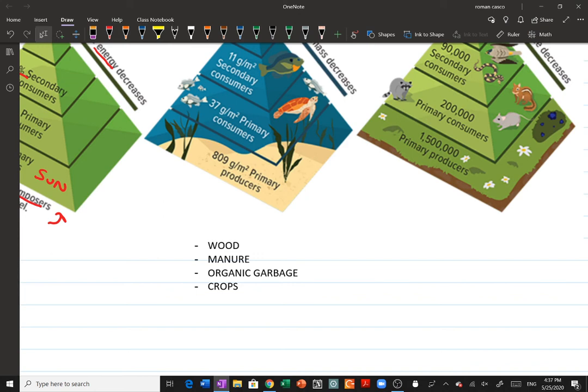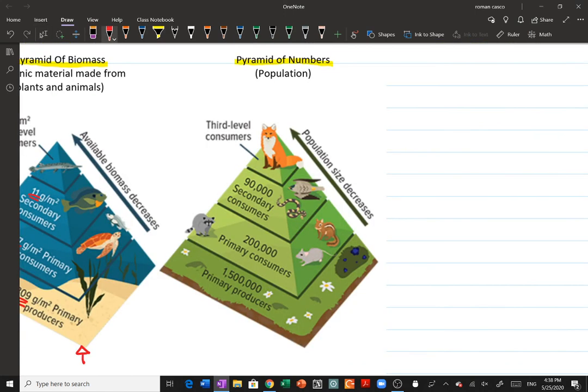And then the third kind of pyramid is the pyramid of numbers, and this is another way of saying population, right? And let's start from the beginning, always talking about the primary producers. Let's say you start off with a population in a community, or a total amount of organisms in this category, of 1.5 million, right? As you go up the pyramid, you're going to have a huge decrease in the population of these trophic levels.